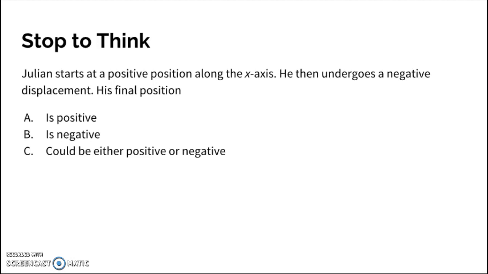So a question for you guys to pause in just a moment. Julian here starts at a positive position along the x-axis. He undergoes then a negative displacement. Is his final position positive, negative, or could it be either positive or negative? So ponder it a moment, pause if you will, and then check back.